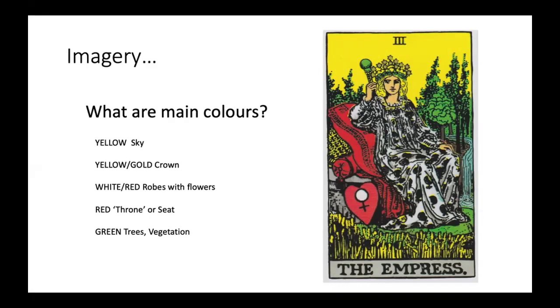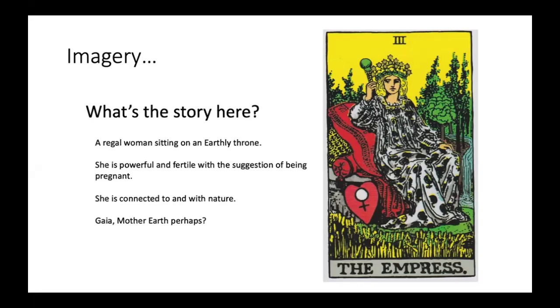If we think of what red means to you and to me, perhaps, and what sitting on a red cushion may suggest, well, immediately it's royalty. And she's obviously pausing in her actions, she's reflecting. So, what's the story? A regal woman sitting on an earthly throne. She is powerful and fertile with the suggestion of being pregnant. Very faint in this card, but in other cards you may see it obviously.